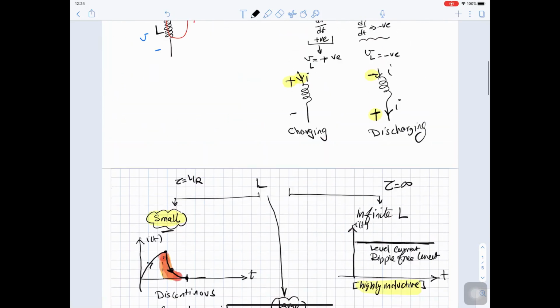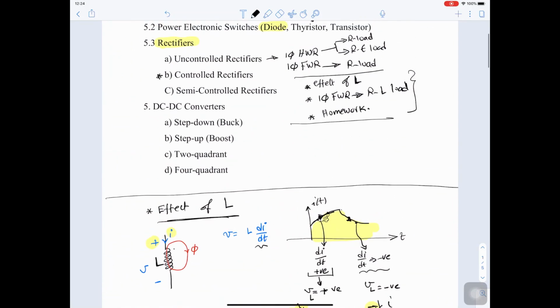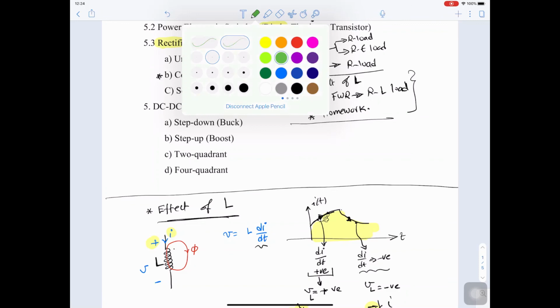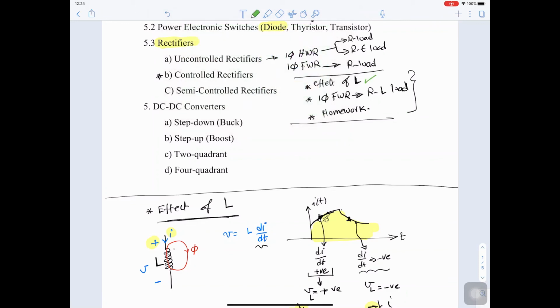So after we studied the effect of the inductance, let's go back to the single phase full wave rectifier in case we have an RL load. So let's go to this case.